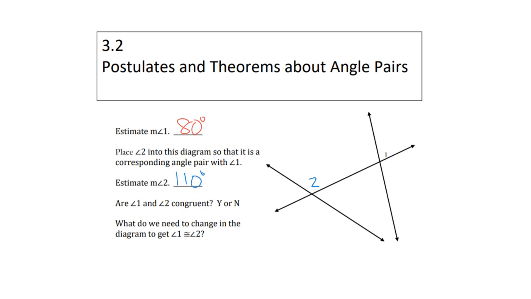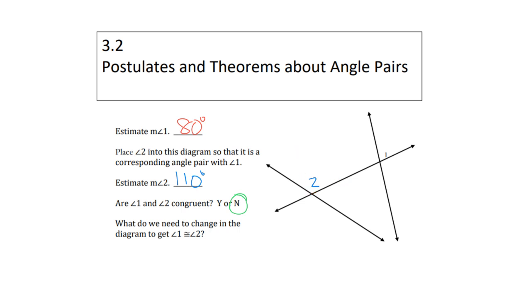So are angle 1 and angle 2 congruent? Well, no, they are definitely not. One's acute, one's obtuse, and they are not congruent. What we need to think about here is what do we have to change about this diagram to get angle 1 and 2 congruent to each other? Well, if angle 1 is 80 degrees, and we want angle 2 to also be 80 degrees, we would need to rotate this line a little bit so that it comes over here to make that angle 80, right?